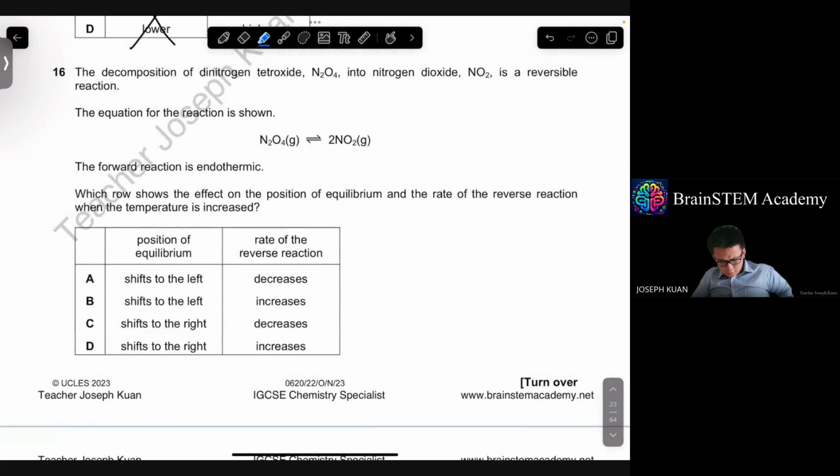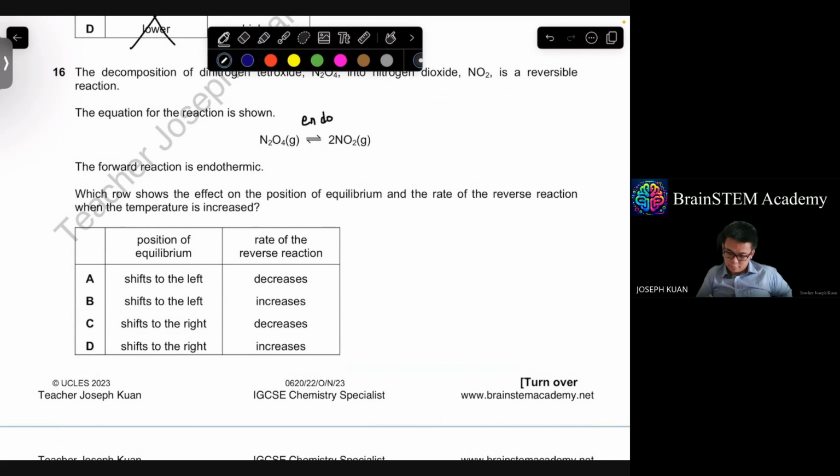Moving on. The decomposition of dinitrogen tetroxide into nitrogen dioxide is a reversible reaction. The equation for the reaction is shown. The forward reaction is endothermic. Which row shows the effect on the position of the equilibrium and the rate of the reverse reaction when the temperature is increased? If we increase the temperature, it will favor the endothermic direction, which causes the equilibrium position to shift to the right. As for the rate, temperature increasing always leads to an increase in the rate of reaction. So D is the answer.